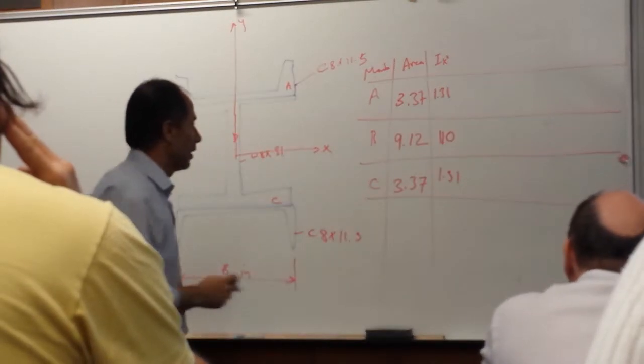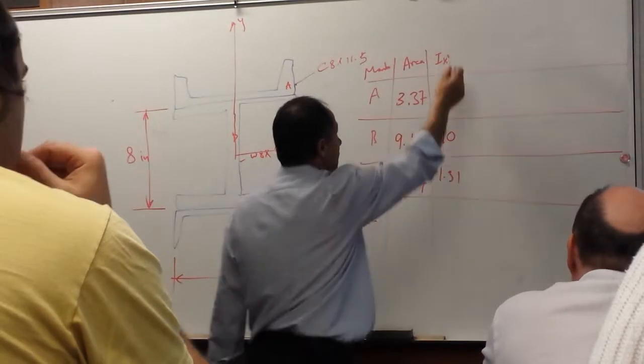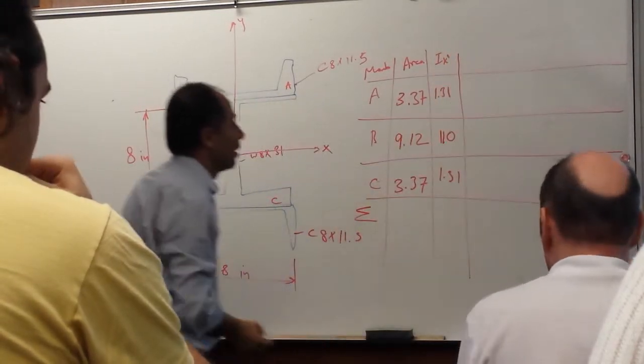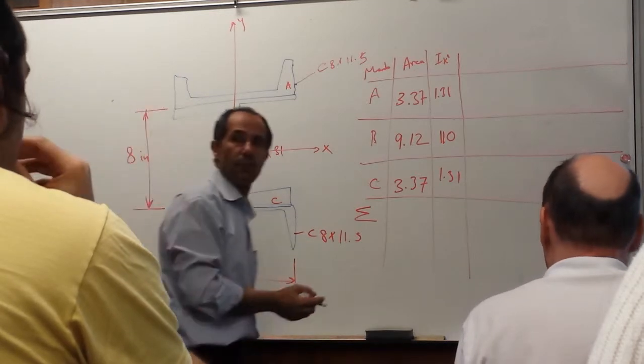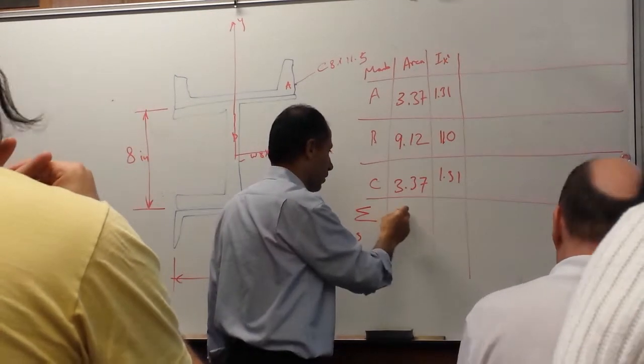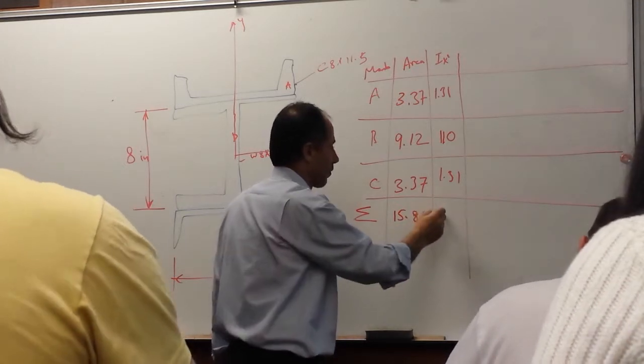110. We will need the summation here, guys. Give us the summation. 15.86 for the area. And 112.62.